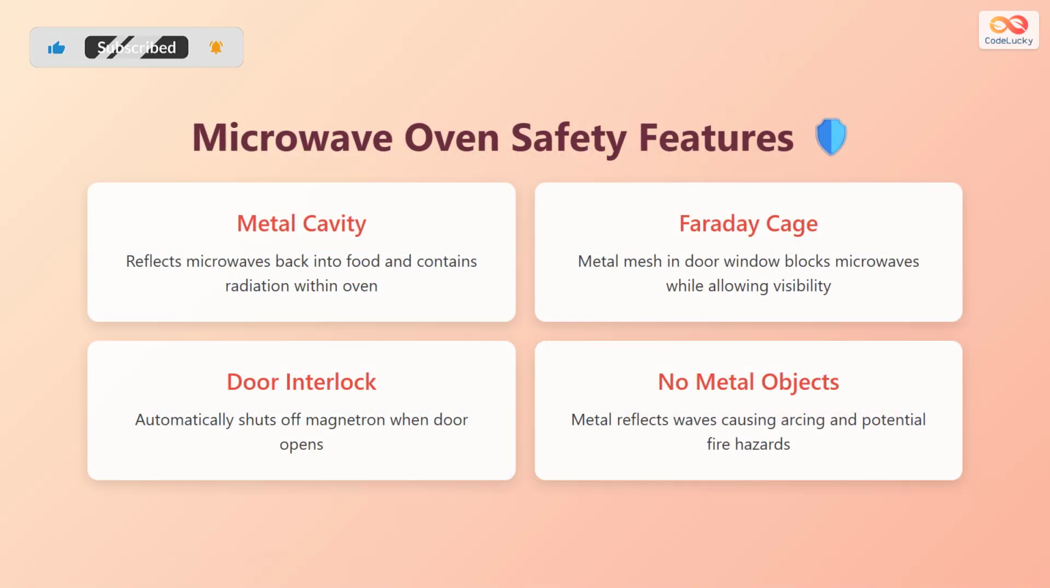Microwave ovens incorporate several important safety features. The metal cavity reflects microwaves back into the food and prevents radiation from escaping the oven. The door window contains a metal mesh that acts as a Faraday cage, blocking microwaves while still allowing you to see inside. A door interlock system automatically shuts off the magnetron the moment the door opens, preventing exposure to microwaves. It's crucial never to place metal objects inside a microwave because metal reflects waves intensely, causing electrical arcing and potential fire hazards.